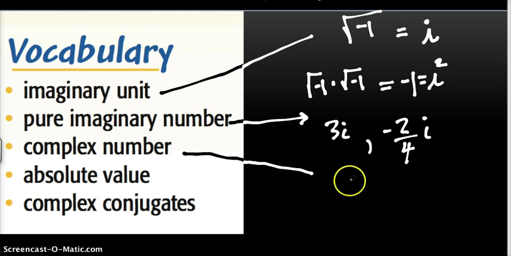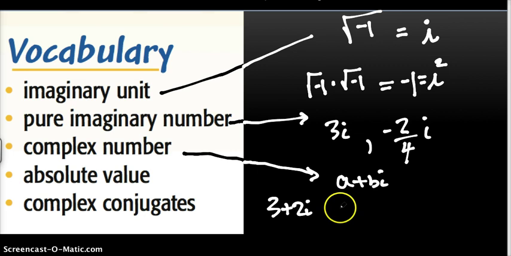When we get to the context of complex numbers, they are any number that I can write in a form that I like to call a plus bi, meaning if I can write a regular number plus some i form of a number, I have a complex number. So for instance, 3 plus 2i is a complex number. -7/5 minus 3/4 i is a complex number.